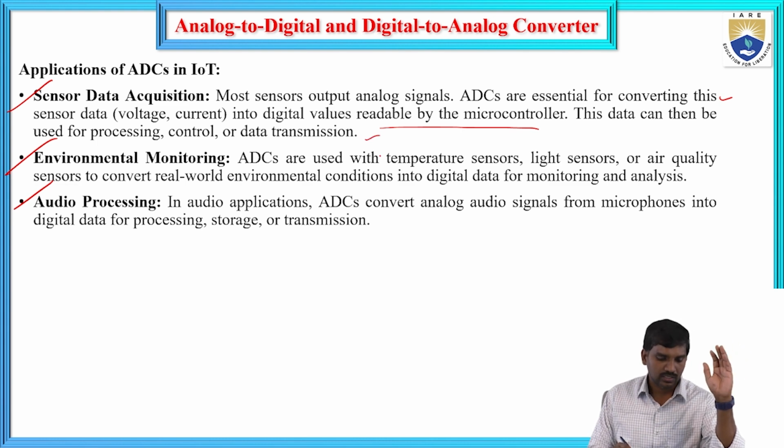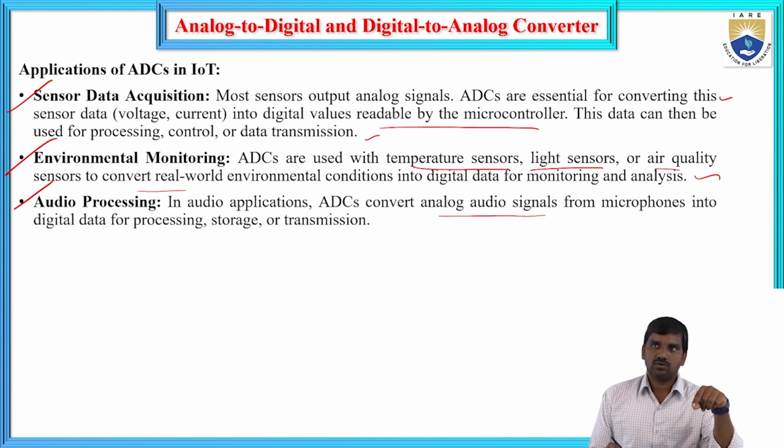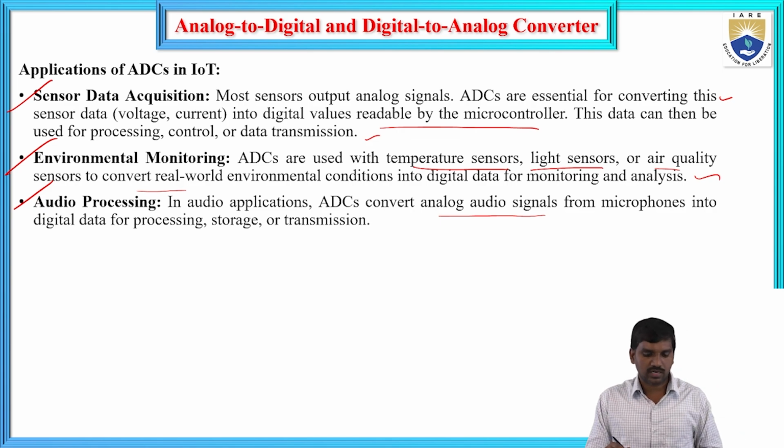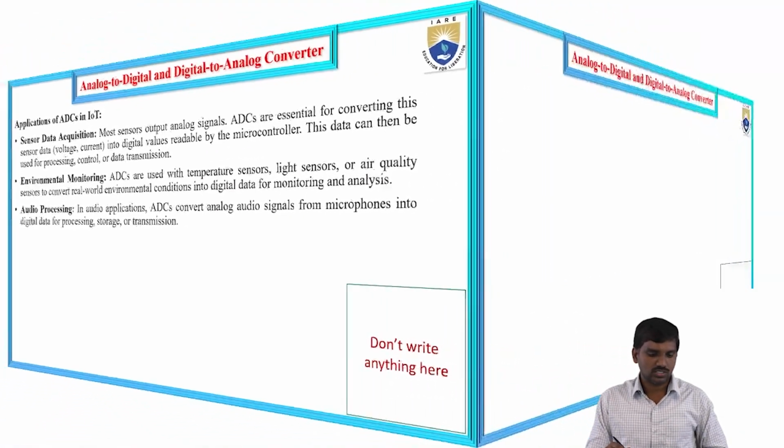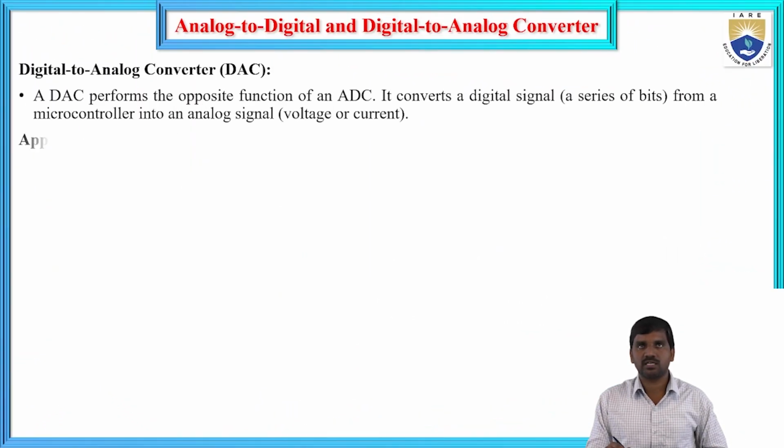Next, environmental monitoring. ADCs are used with temperature sensors, light sensors, or air quality sensors to convert real world environmental conditions into digital data for monitoring and analysis. So that is the second one. Audio processing: in audio applications, ADCs convert analog audio signals from microphones into digital data for processing, storage, or transmission. So these are the applications of analog to digital converters in IoT.